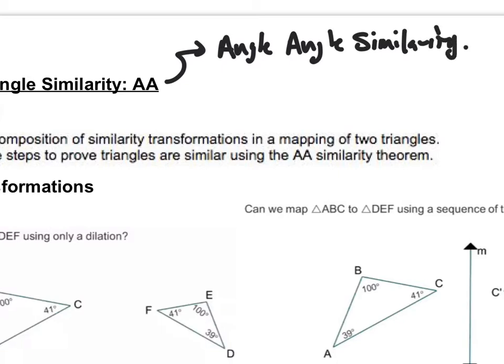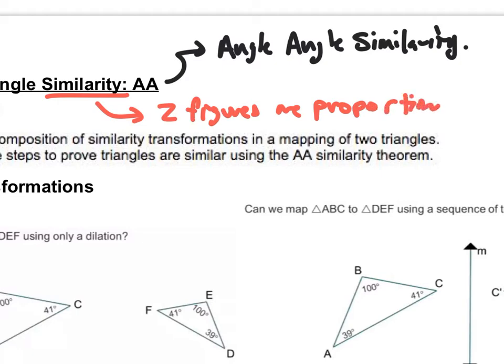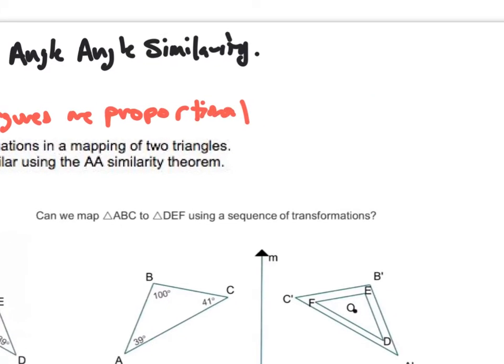And the other thing that I want to talk about is similarity again, and reiterate what that means. That means that you have two figures that are proportional. All right? Means they have the same shape, but they're different sizes. So same shape, different size.